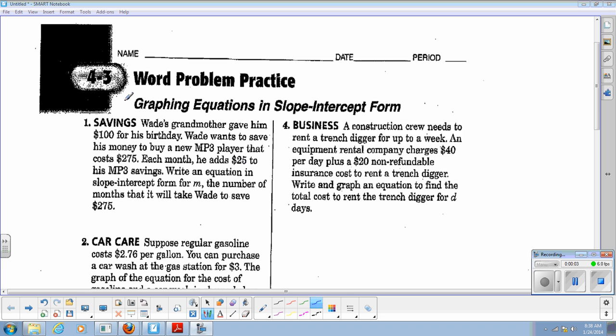Okay, continuing on with our work with slope-intercept form word problems. This is on side 4.3, word problem practice. And we'll be continuing to work with equations that again are in this format of y equals mx plus b.